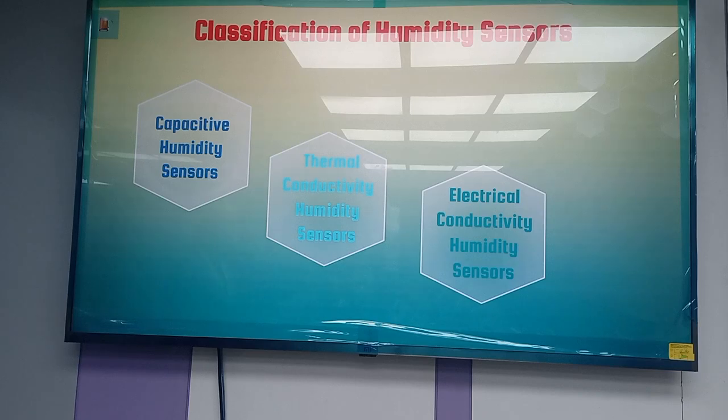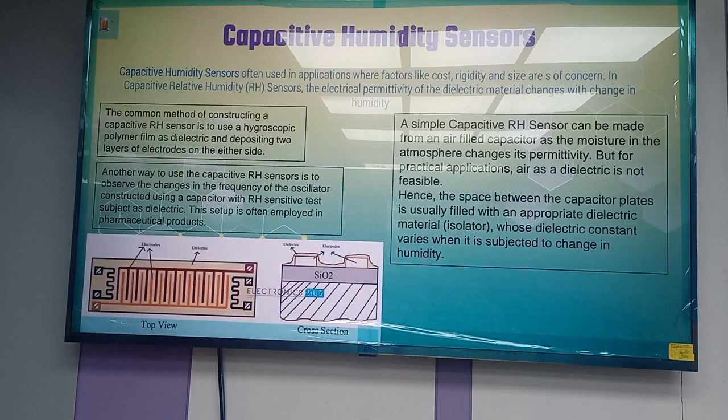Here is the classification of humidity sensors. There are three types of humidity sensor we usually use: capacitive humidity sensor, thermal conductivity humidity sensor and electrical conductivity humidity sensor. First of all we have to know what is the capacitive humidity sensor. Capacitive humidity sensors are often used in applications where factors like cost, rigidity and size are of concern.